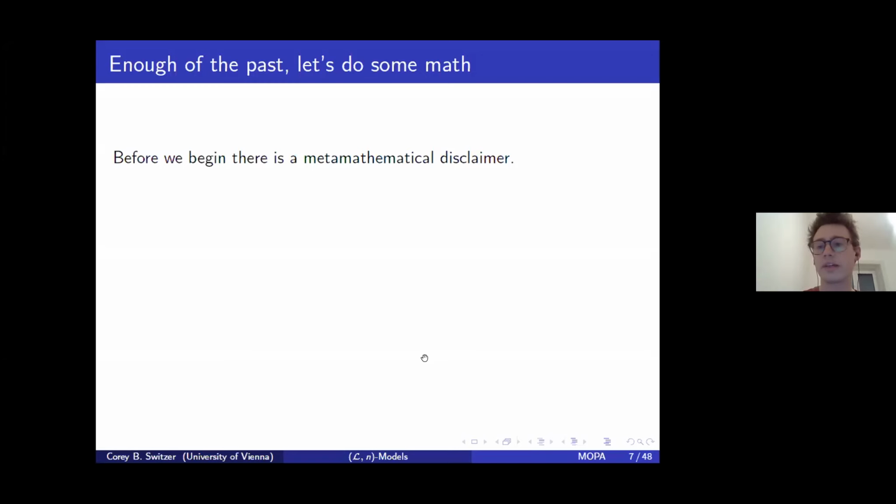So what I'm going to talk about today, there's a version on the archive, which you can read, but also hopefully there will be a much better version, real soon now. Before I begin, let me also give a meta-mathematical disclaimer.